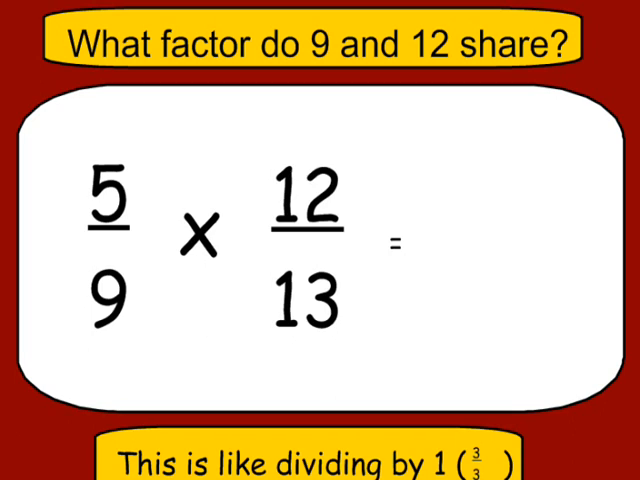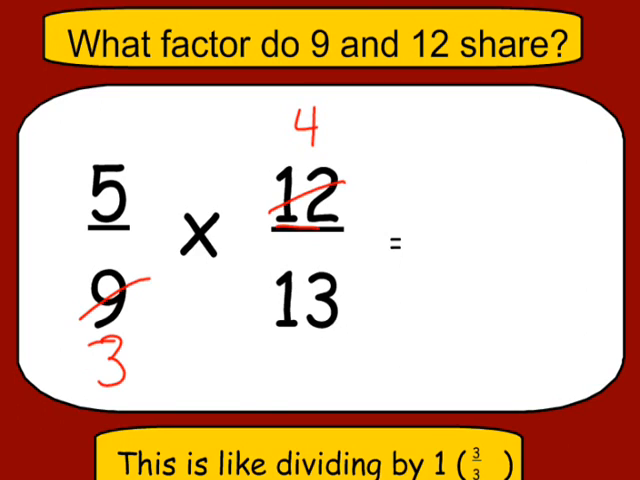So what you do is you look for factors that the numerators and denominators share. For example, I look at 9 and 12, and I know they share the factor 3. 3 will divide evenly into 9 and 12. So I can do what's called canceling out. 12 divided by 3 is 4. 9 divided by 3 is 3.